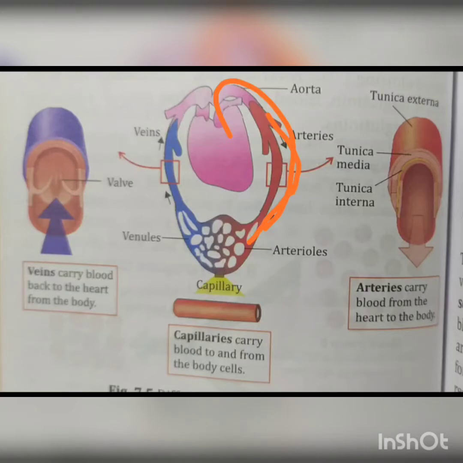The walls of arteries are made up of three layers. The outermost layer is called tunica externa. It consists of elastic tissues. The middle layer is called the tunica media. It is made up of muscles. And the inner layer is called tunica interna. It is made up of single layered endothelium.